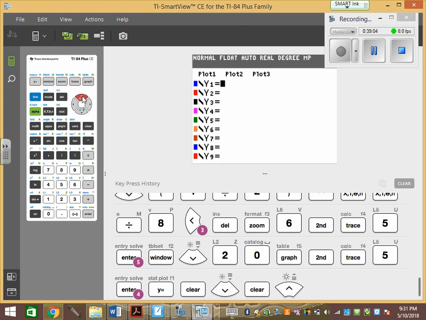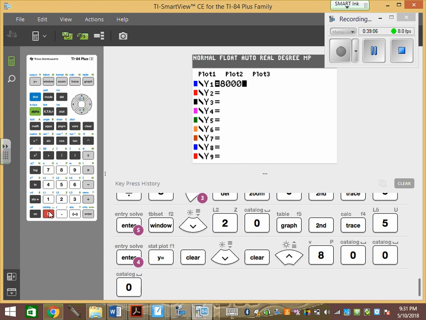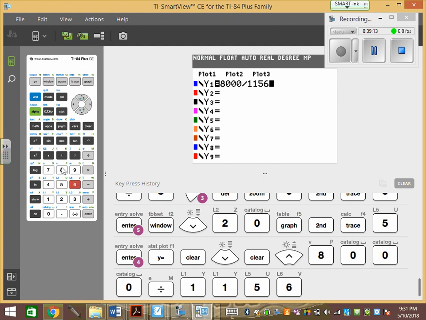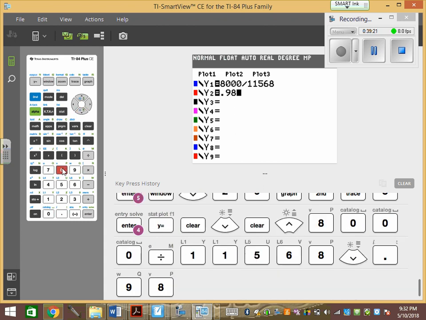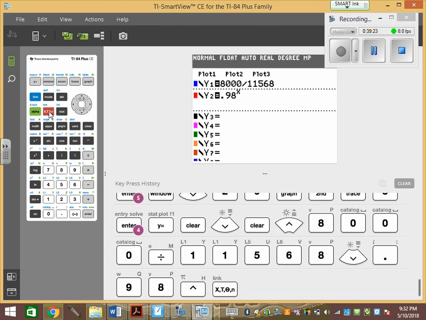So 8,000 divided by 11,568. You could put that in brackets, but because it's by itself there, if you don't put it in brackets, it's not going to be the end of the world. And then 0.98 to the X.